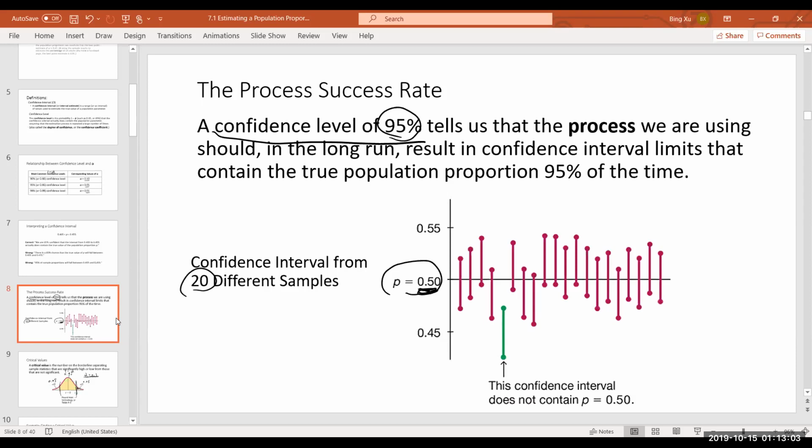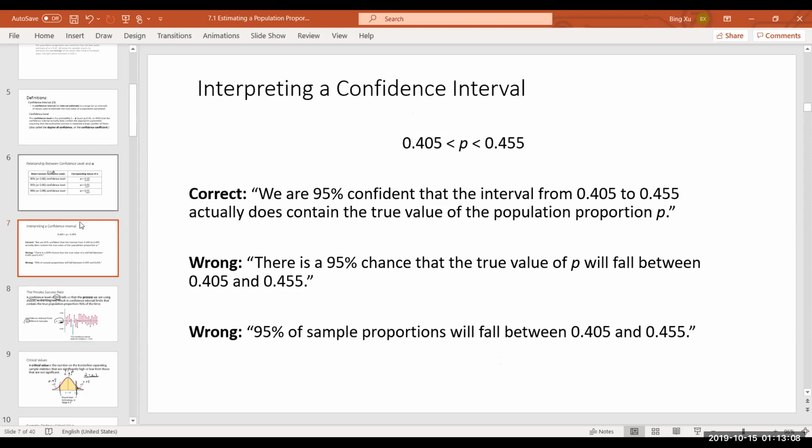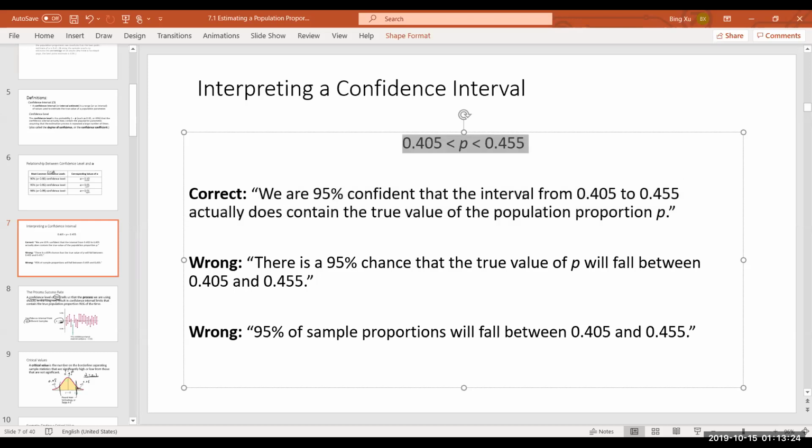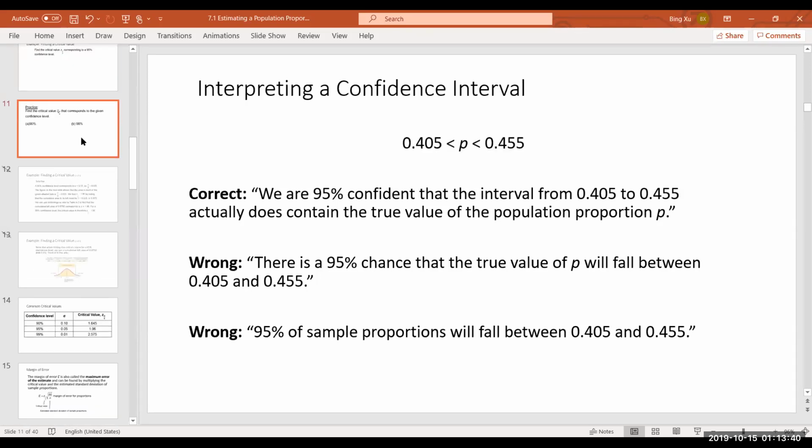All right. Let's see what else. It's important that you know this is how you interpret the confidence interval. It says we are 95% confident that this interval includes or contains the population proportion, right? And these two are the wrong ones. Questions? No, thank you. Okay.